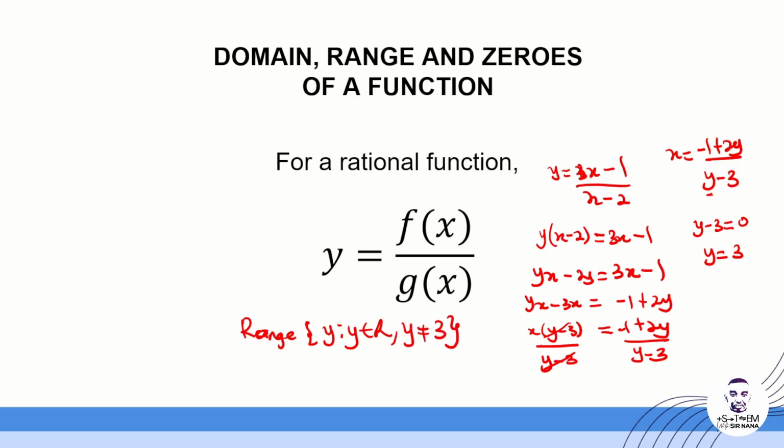Because when y is 3, the function here becomes undefined, as we looked at in the domain. So we should be able to move the terms. We cross multiply, then we make x the subject. Then once we make x the subject, we'll be able to determine the range by picking the denominator and equating to 0, so that we can add the exception: y is not equal to 3.